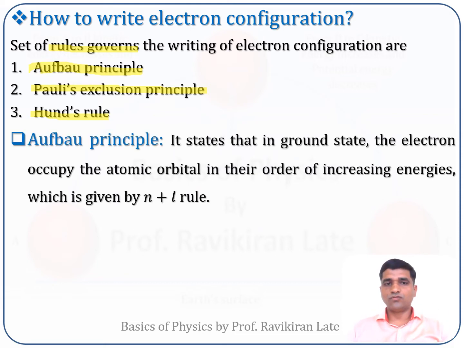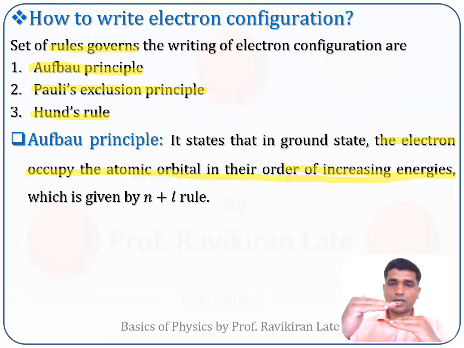So let us start with the first rule, that is the Aufbau principle, which states that in the ground state of an atom, the electrons occupy atomic orbitals in their order of increasing energy. So it means the first orbital which has lesser energy will be filled, then the next orbital which has higher energy will be filled, and then the next higher energy orbital will be filled. In this fashion the electrons will be placed in the given orbitals.